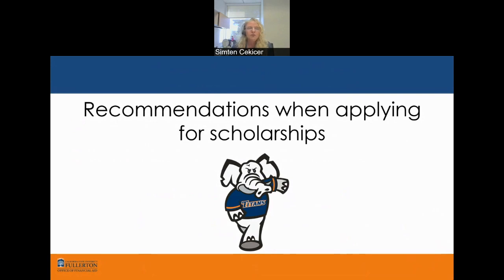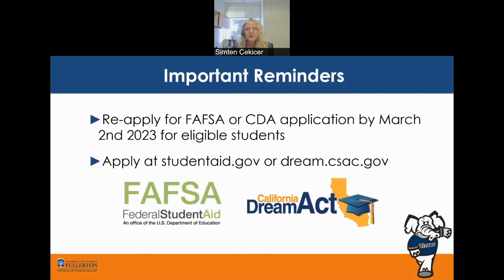Now, we also have a few tips for you so that you can stand out, because we do receive a number of applications every year, and your application needs to stand out. Now, the first reminder that we have here is, if you're eligible to apply for FAFSA or California DREAM Act application, please submit your application before the March 2nd priority deadline. Not all scholarships require a FAFSA or DREAM Act application, but some of them do. So if you're eligible, please submit your application and do it before the priority deadline of March 2nd.